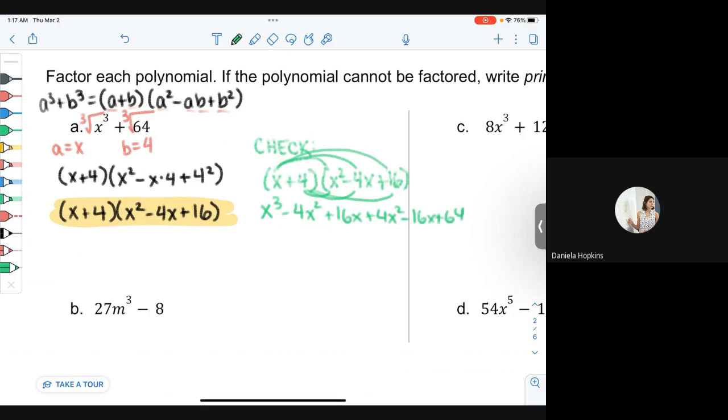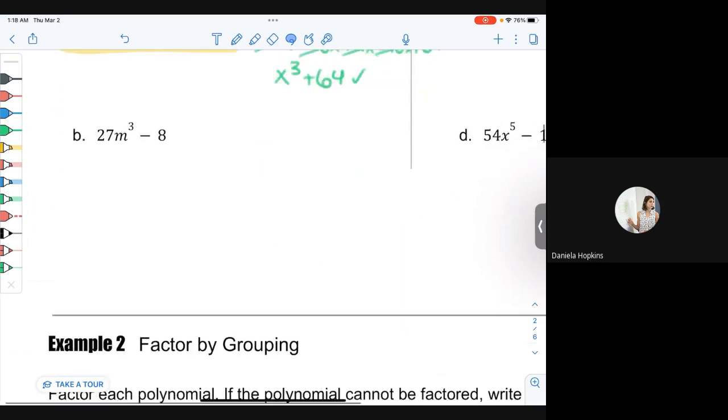And so you can see that this minus 4x squared cancels with positive 4x squared. The plus 16x cancels with the negative 16x. And you're back to that original x cubed plus 64. So that's why we know that we did factor correctly here. Just move this over so we can get into our next problem. So we don't have to check again, but I just wanted to show you why that works.